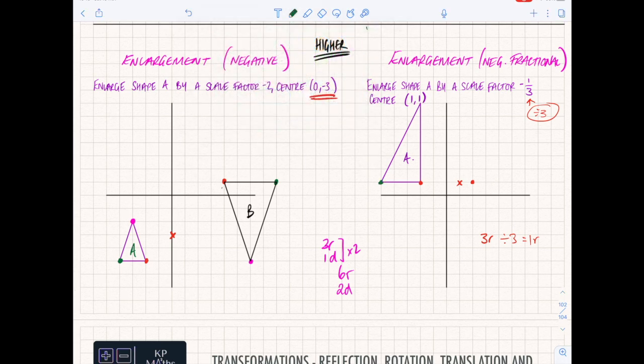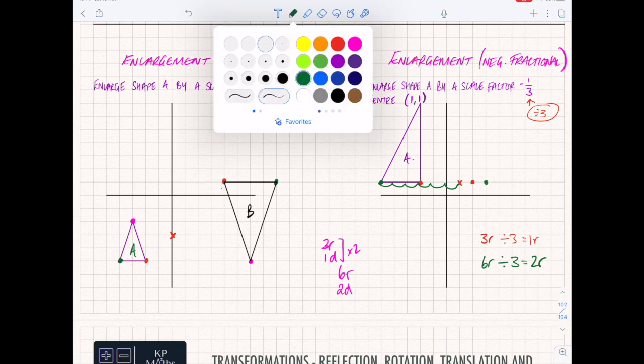Let's choose this green corner. So again, it would sit along this line somewhere, which is pretty easy to figure out. Let's now get the point right. So 1, 2, 3, 4, 5. I go 6 right, and because my scale factor is a third, I divide that by 3, which gives me 2 right. So I go back to my red cross and go 2 right, and then get that green point in place. And then we follow the process again.